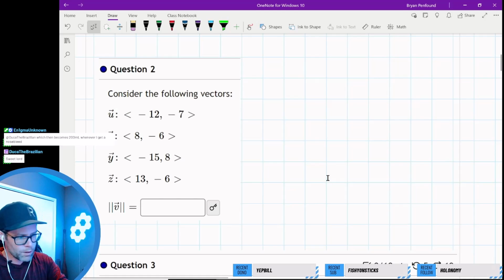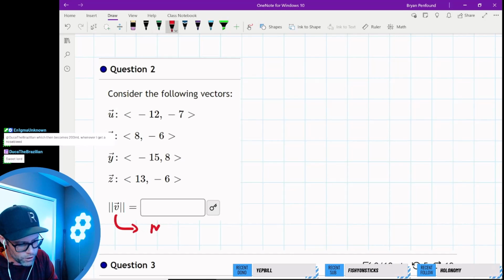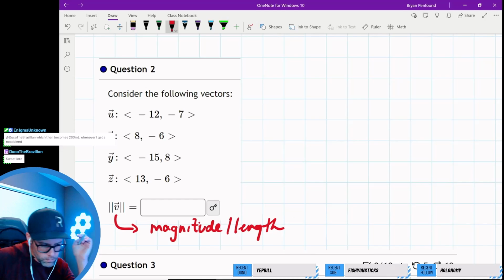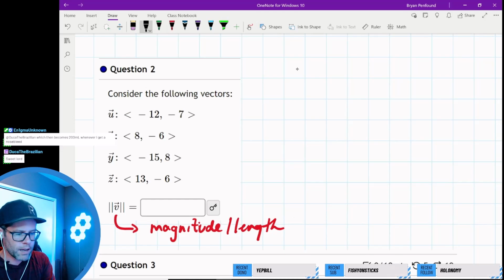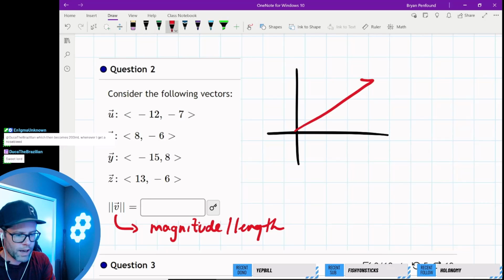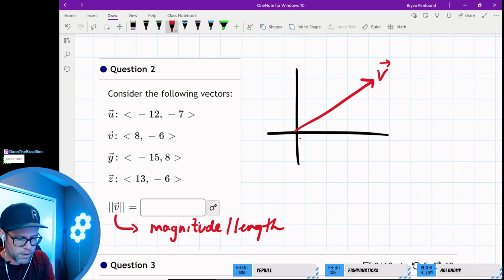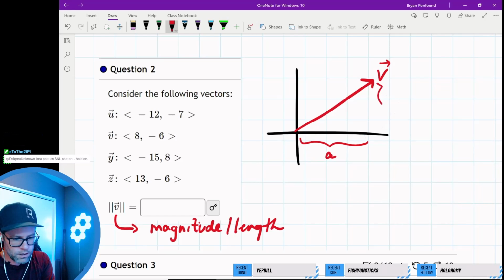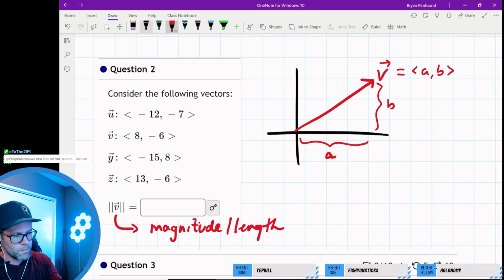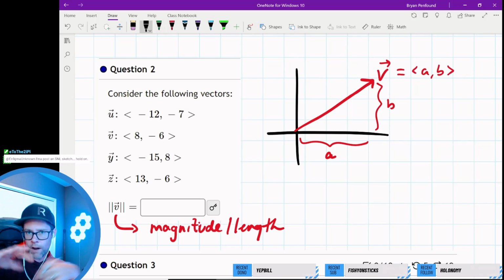In the second example, it's asking us to find the magnitude or the length, and the magnitude or length can be thought of in terms of the Pythagorean theorem. So if I have some kind of vector, let's call it vector v, it comes with two components. It comes with a component that runs along the x-axis and a component that runs along the y-axis. And Pythagoras' theorem, because this is a right-angled triangle, should give us the length of the vector.